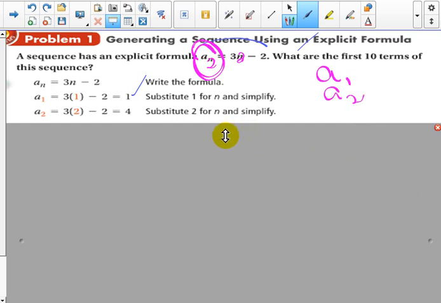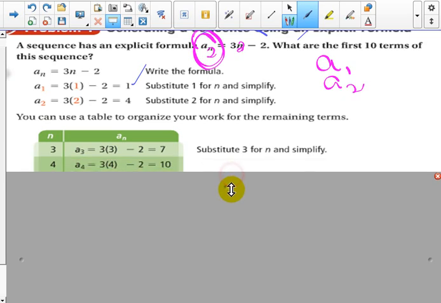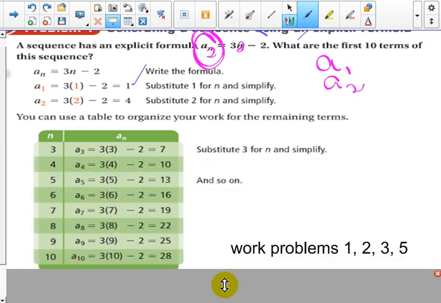Now let's do the third element. What is it going to be? So 7, very good. So yes, a sub 3 equals 3 times 3 minus 2, which is 9 minus 2, which is equal to 7. Okay, and I won't do the rest of this. So there's 4, 5, 6, 7, 8, 9, 10. So they ask us for the first 10 items, and there it is.